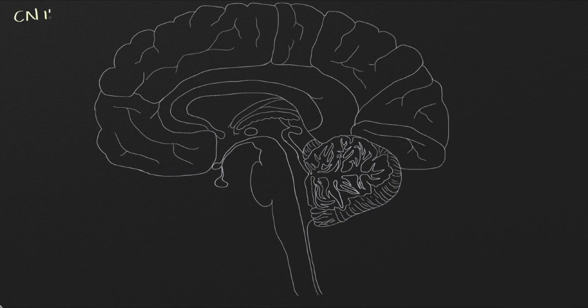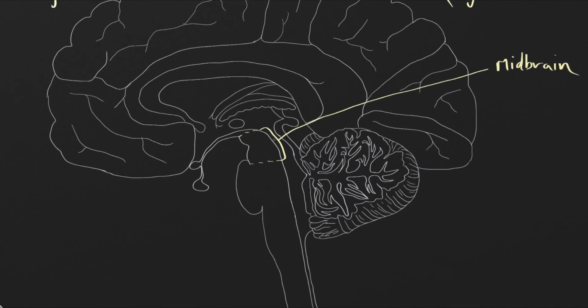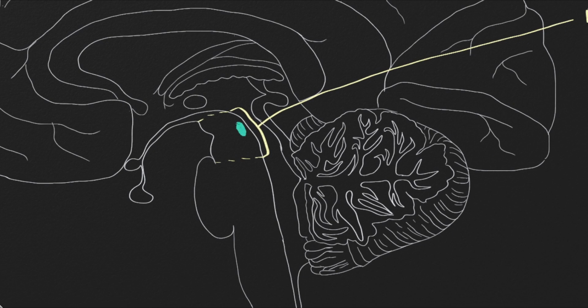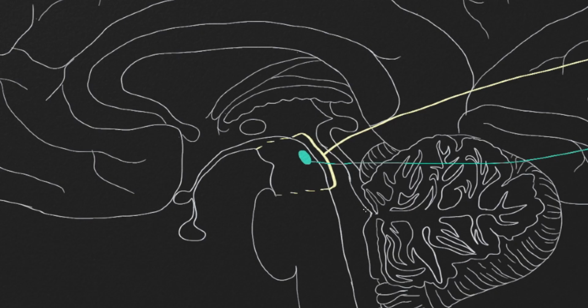So now let's have a look at cranial nerve 3's origin as we come to the conclusion of this video. And here we're looking at a sagittal midline section of the brain. The very upper portion of the brainstem is called the midbrain, and this is going to be home to our cranial nerve 3 nuclei. So let's zoom in, and at the level of the superior colliculus is where we're going to find our Edinger-Westphal nucleus. And this is the origin of the parasympathetic fibers.